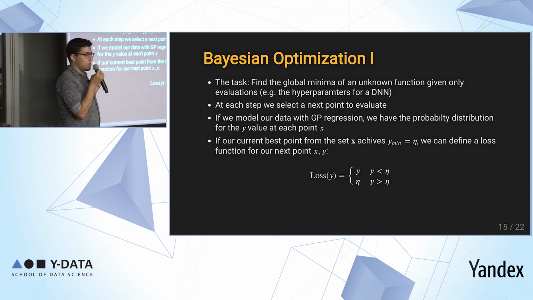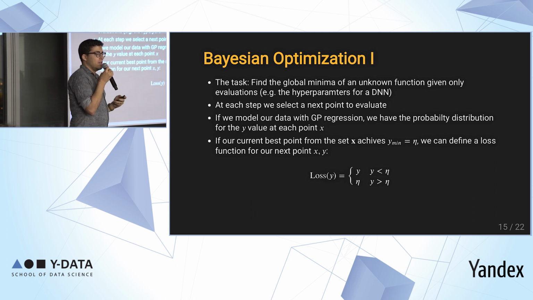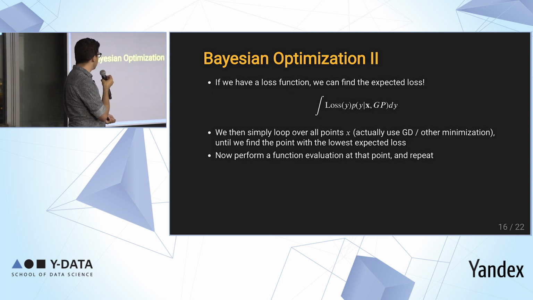So if I have a loss function, I can optimize over a loss function. And the loss function, again, is only to find the best x's, the best hyperparameters. So what I'm trying to do now is finding the best hyperparameters so that my network loss will be the lowest. And this is one example of a loss.